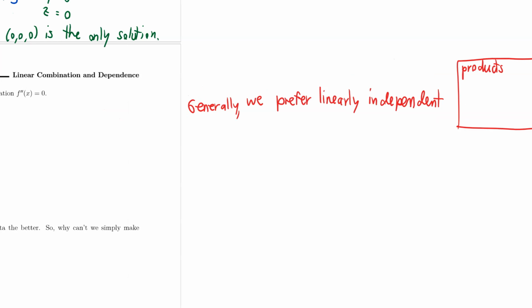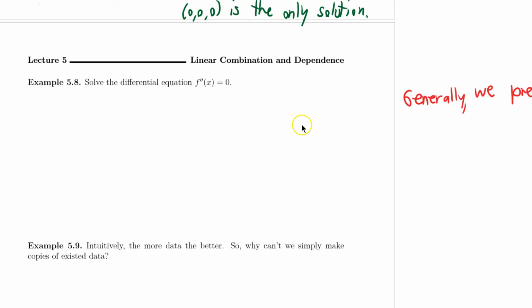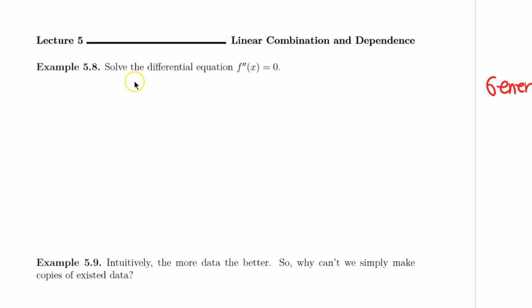Now let's also talk about this next example here. If, for example, I like to solve the differential equation, the second derivative of f is 0, then I can say my function f could be just 1, because the second derivative of 1 is 0, so this definitely is a solution. Or I can also say x, because the second derivative of x equals 0.